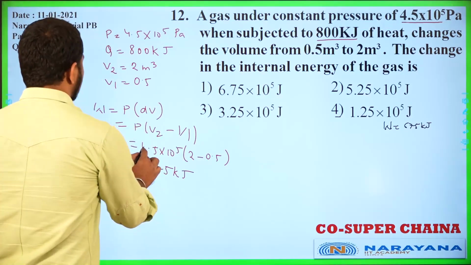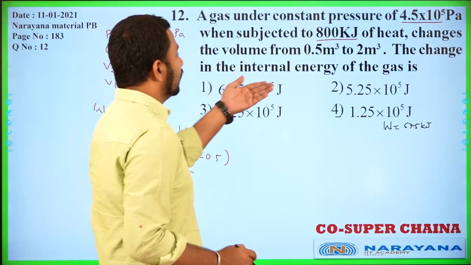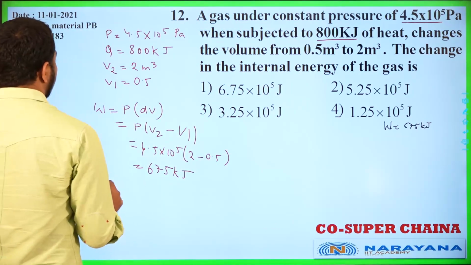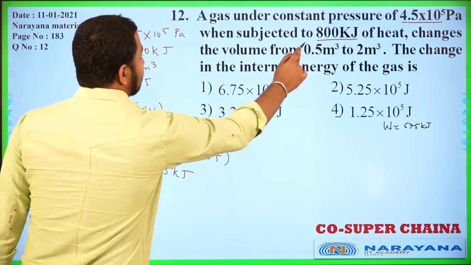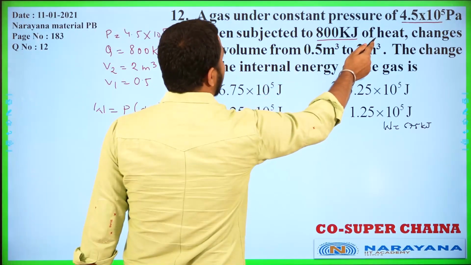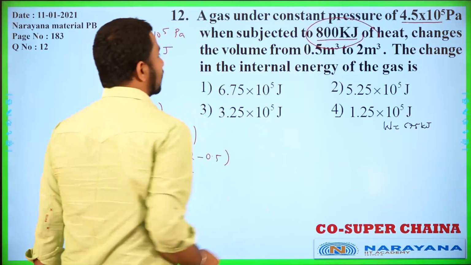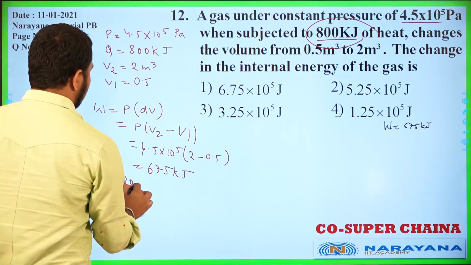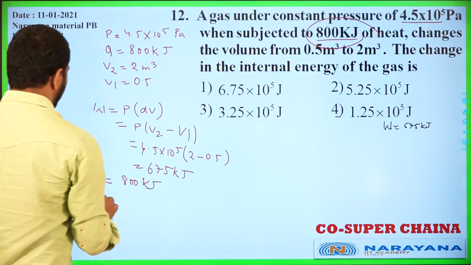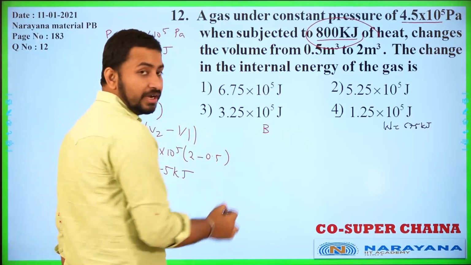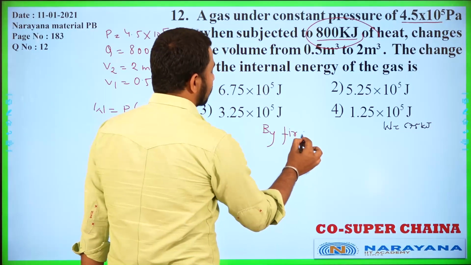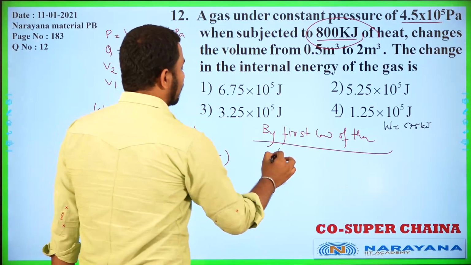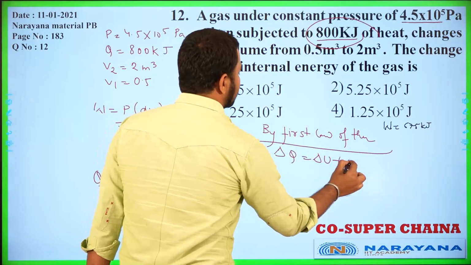This is the work done which we got here. Now the question asks about the change in the internal energy of the gas. A gas is subjected to this pressure and this amount of heat is given, so Q is given as 800 kilojoule. We will apply the first law of thermodynamics, student: delta Q is equal to delta U plus delta W, right?